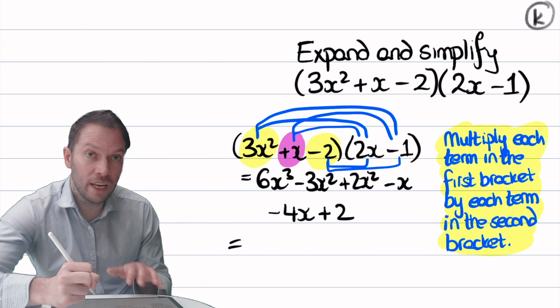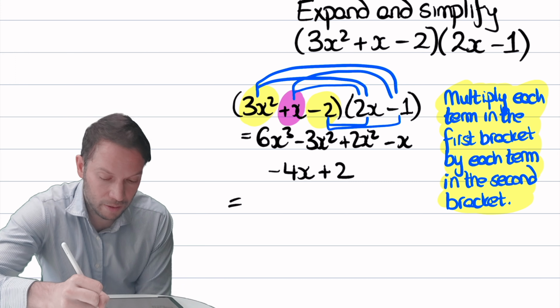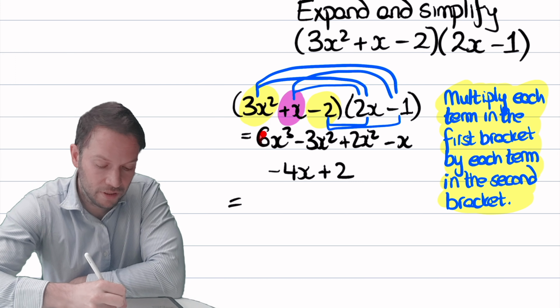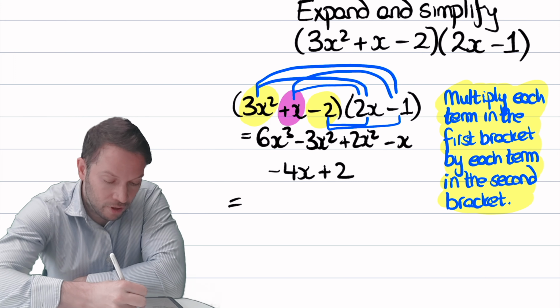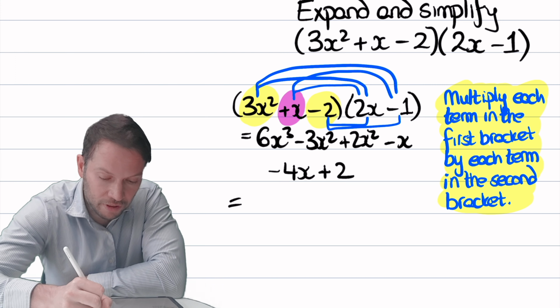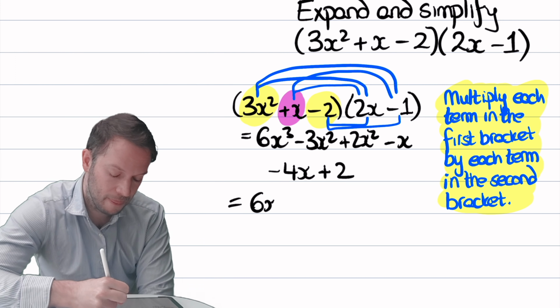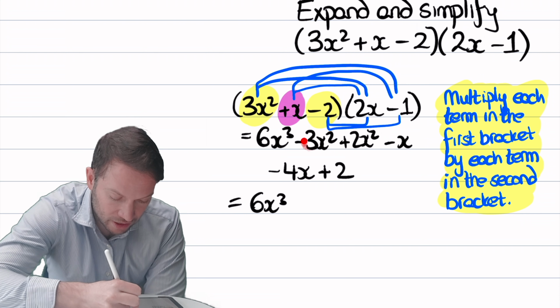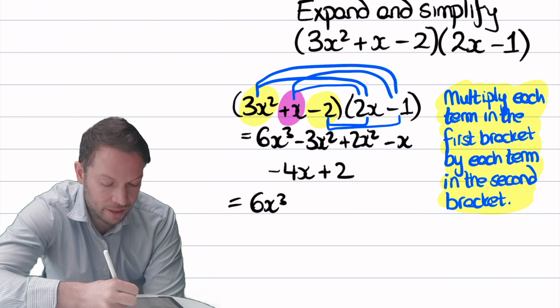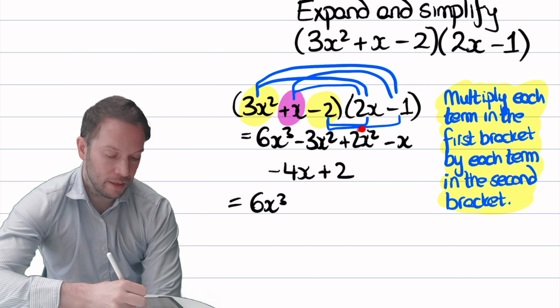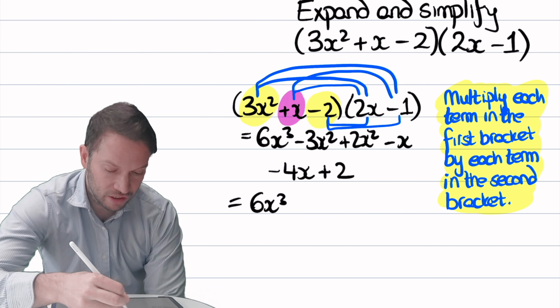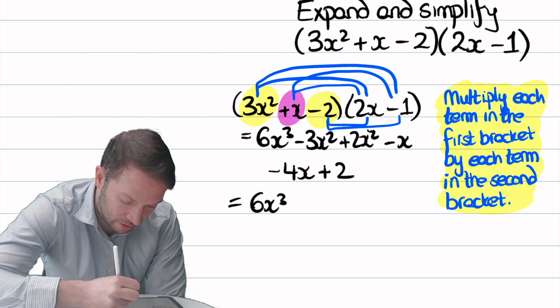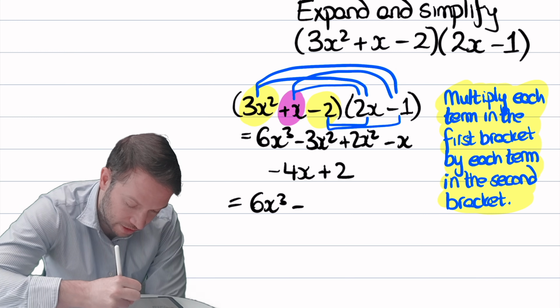And let's now collect like terms. So the 6x cubed. Is there any other x cubed term? No, they don't involve x cubed, so that just stays as it is. What about x squared terms? Well, I can see we've got an x squared term here and an x squared term here. We have -3 lots of x squared plus 2 lots of x squared, which is -1 lot of x squared. So we have -1 lot of x squared, or just -x squared.